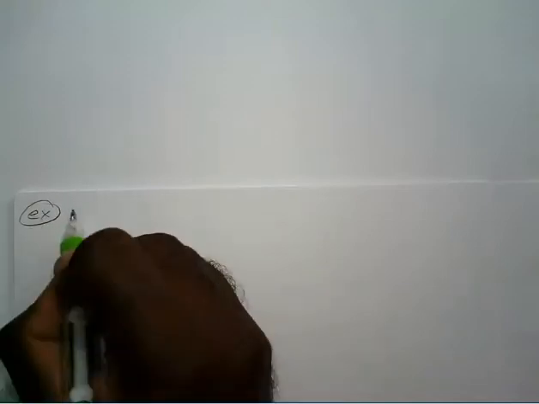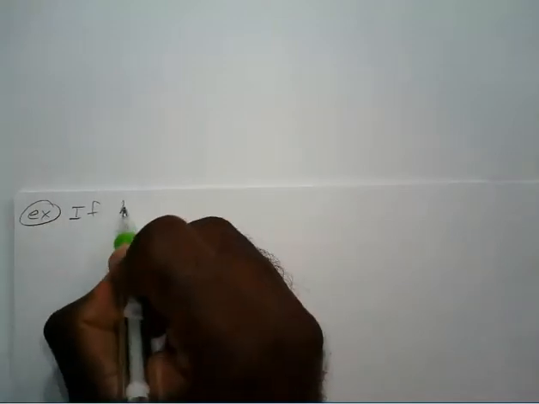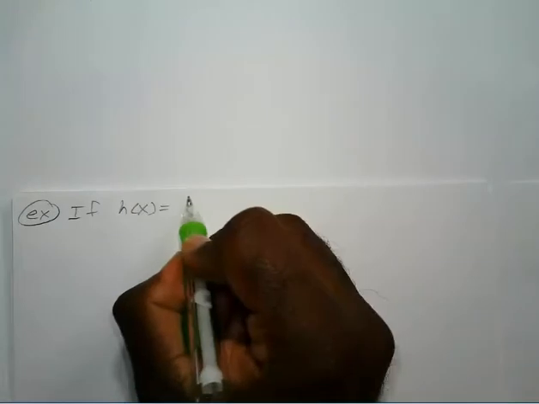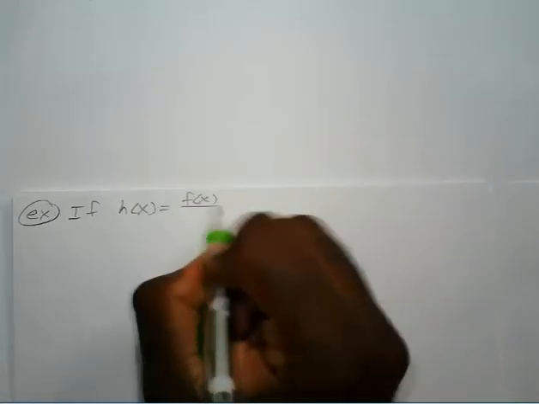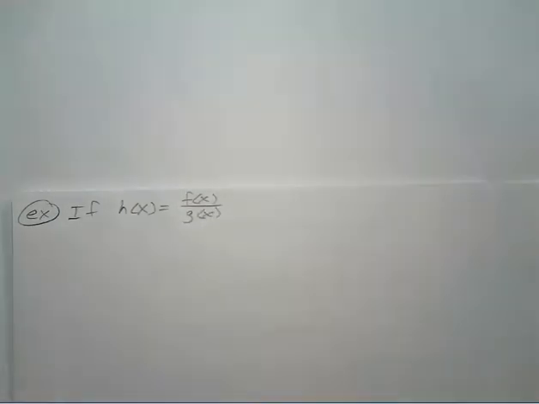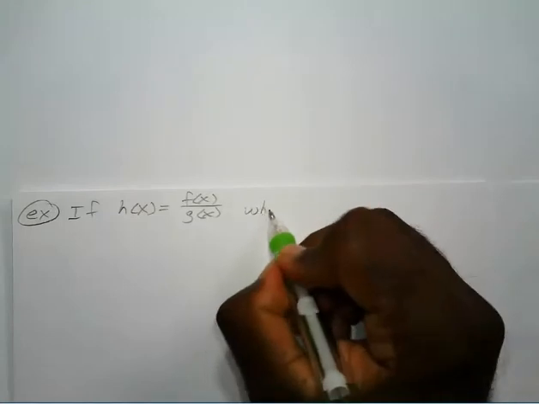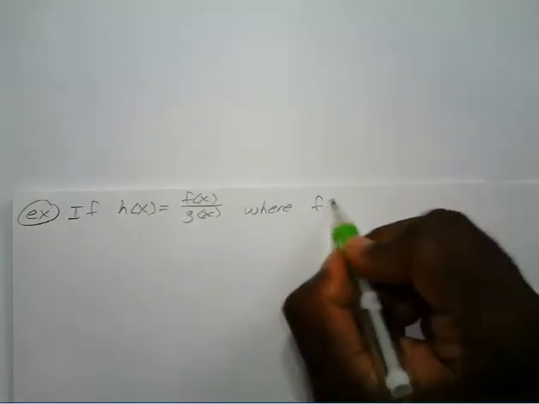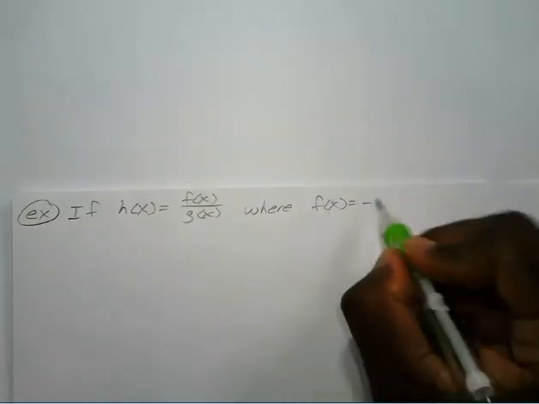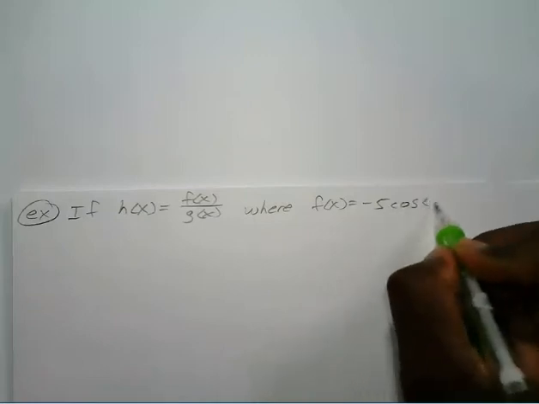Okay, so let's say for this example, let's say h of x is equal to f of x over g of x, where f of x is equal to negative 5 cosine of x.